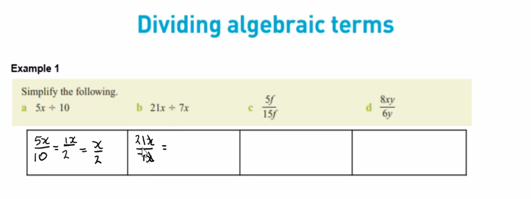Then finally, we've got the numbers to deal with. 21 divided by 7, how many 7s go into 21? The answer is 3. That's our answer.